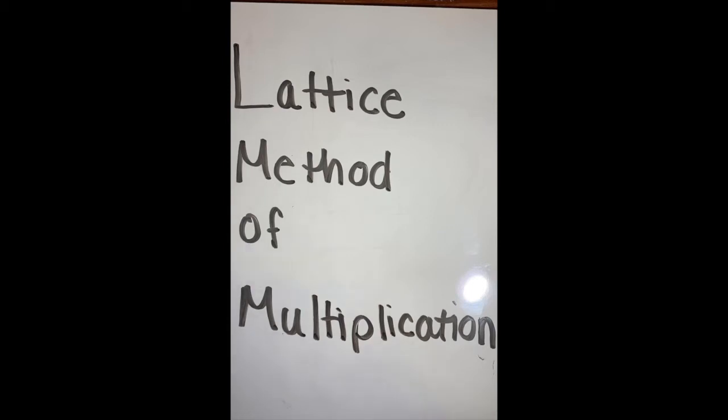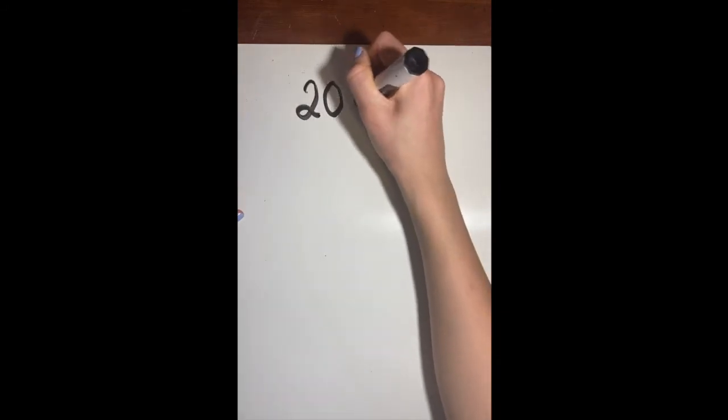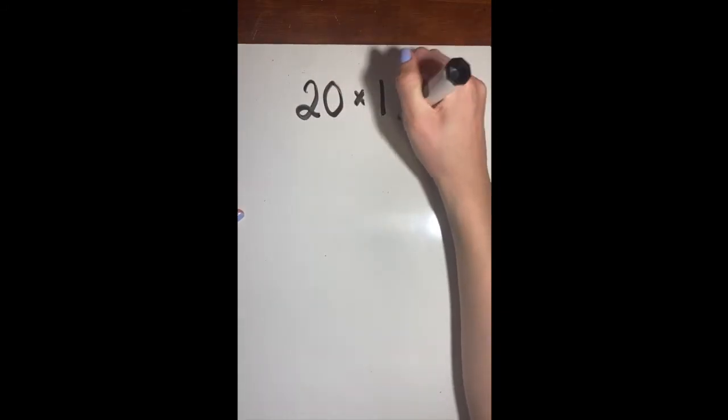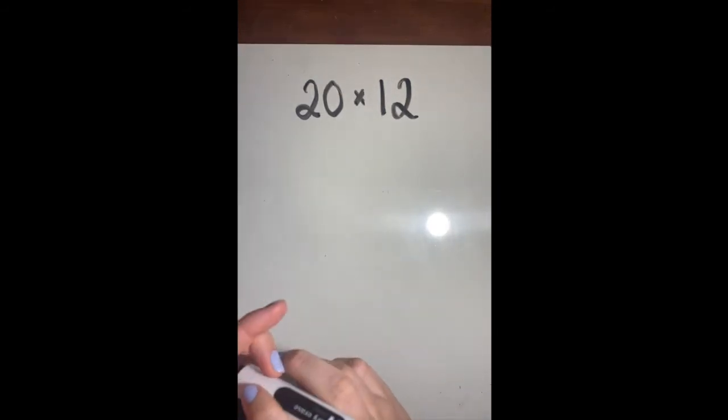Today I want to show you guys the lattice method of multiplication, which is a way that you can multiply larger numbers using the simple method of a lattice. So let's get started. To start, we're going to start with a simple 2-digit by 2-digit multiplication. So let's do 20 times 12. Now the first step when you do lattice multiplication is to draw a box.